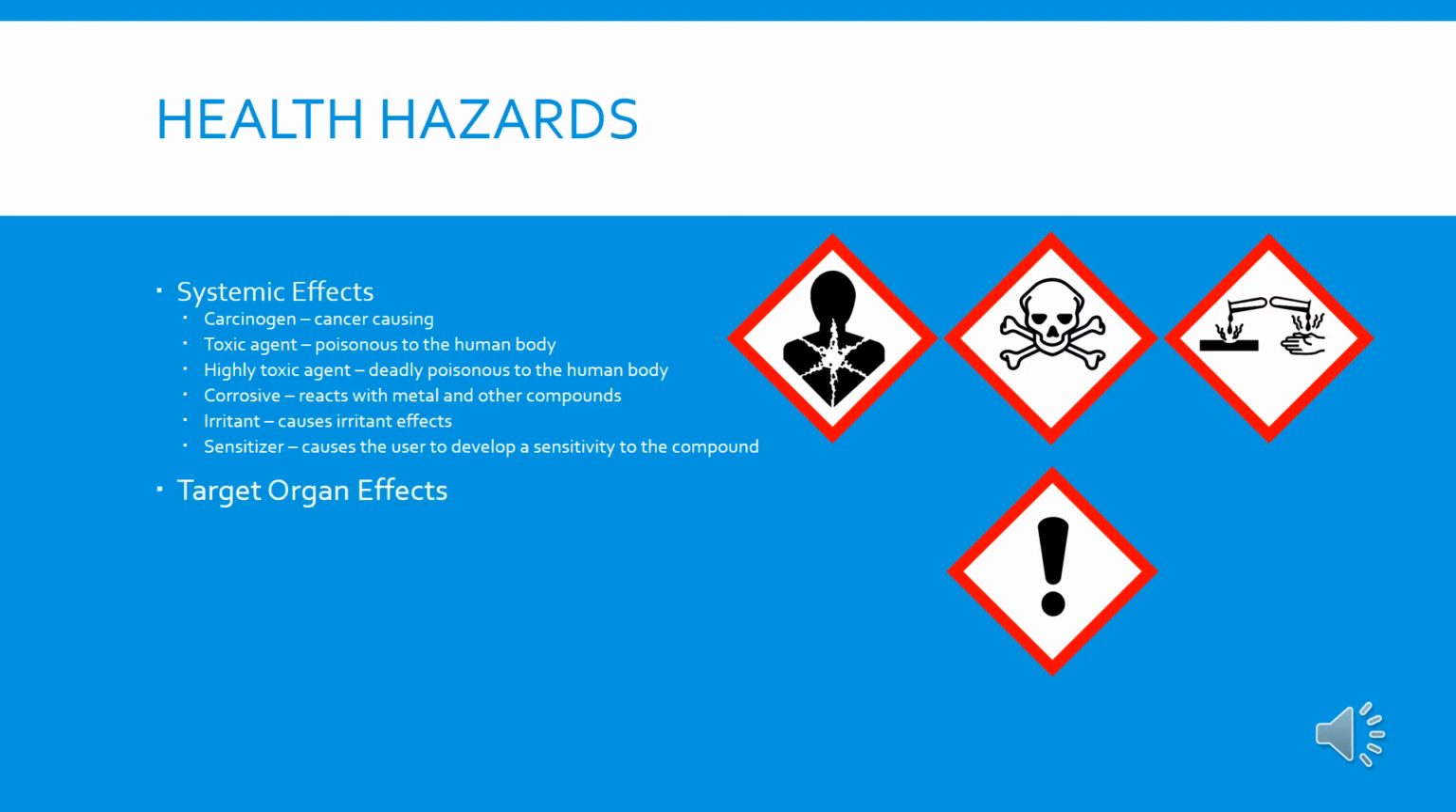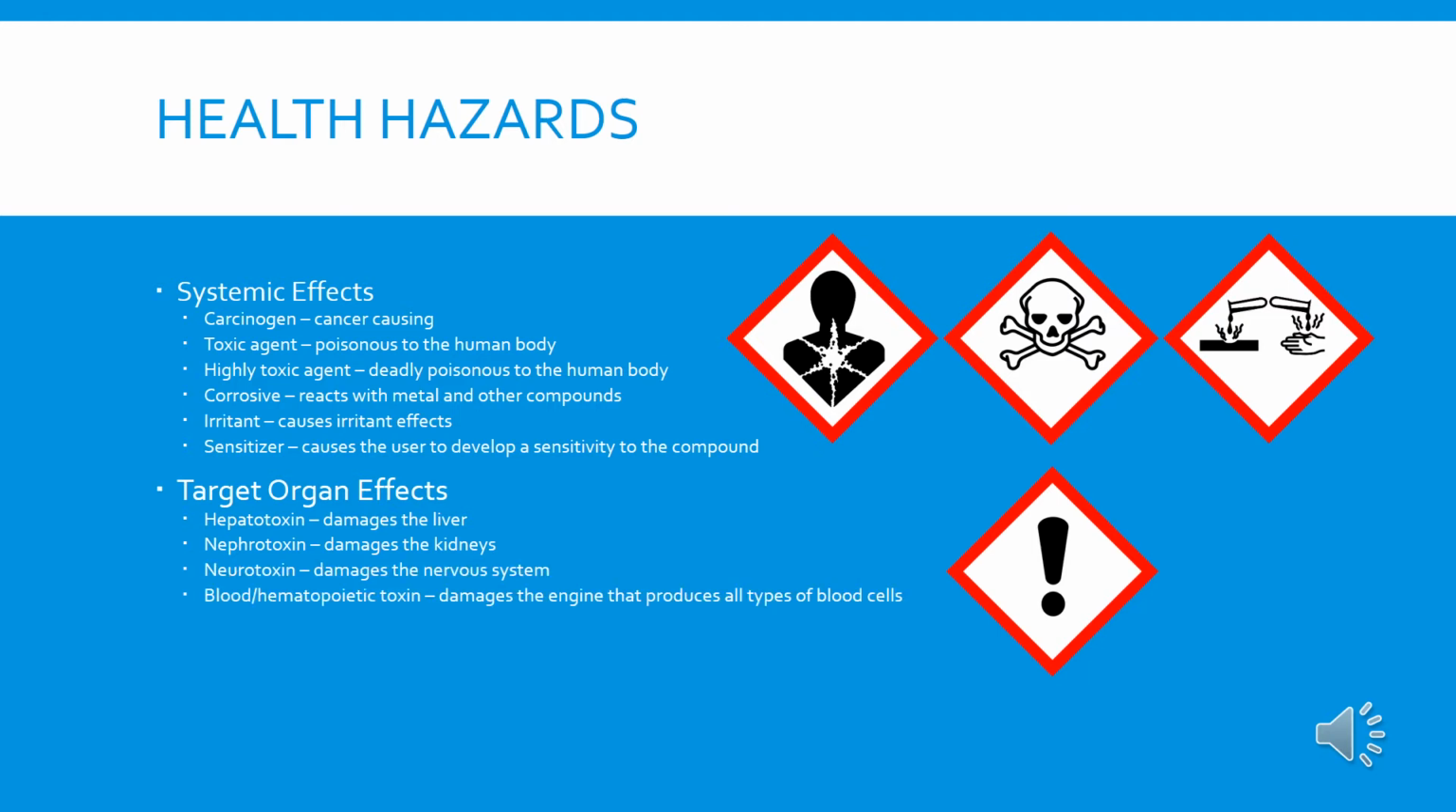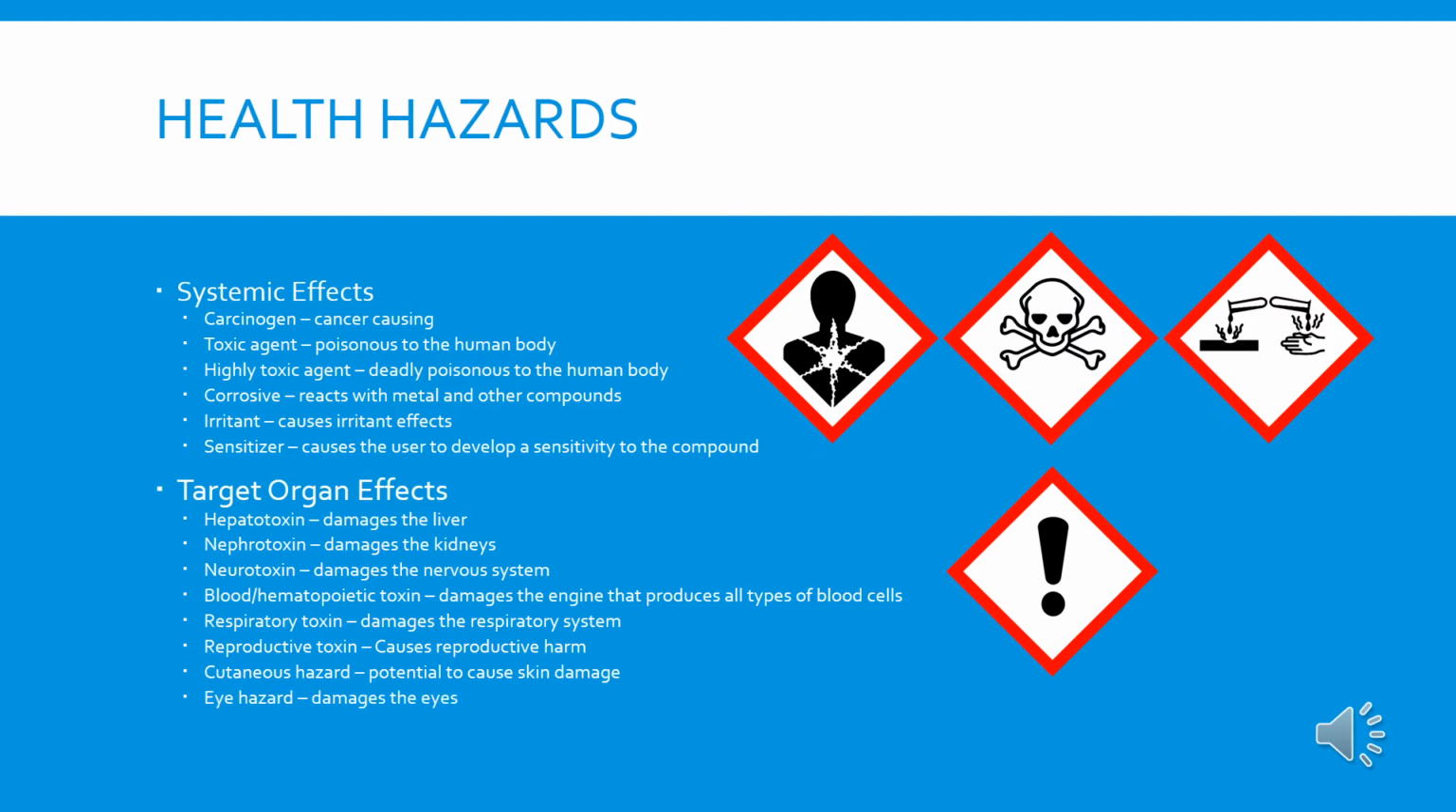Target organ effects include hepatotoxins, which damage the liver, nephrotoxins, which damage the kidneys, neurotoxins, which damage the nervous system, blood hematopoietic toxins, which damage the engine that produces all types of blood cells, respiratory toxins, which damage the respiratory system, reproductive toxins, which cause reproductive harm, cutaneous hazards, which have potential to cause skin damage, and eye hazards, which damage the eyes.